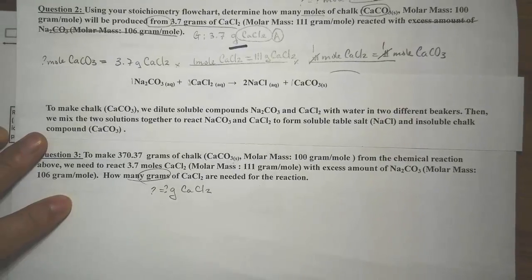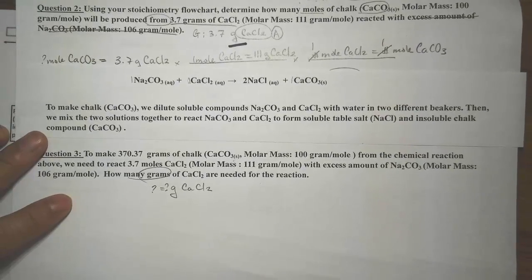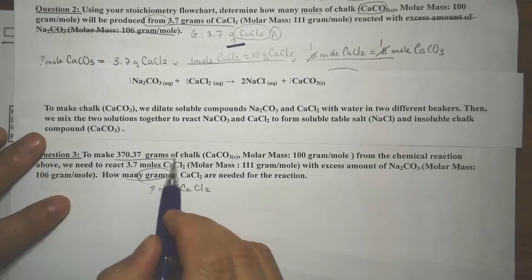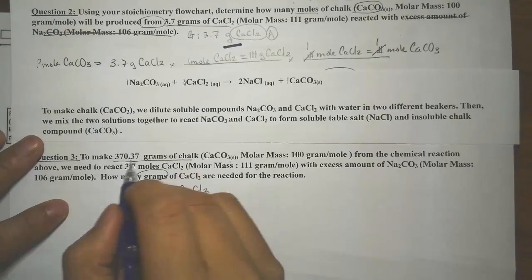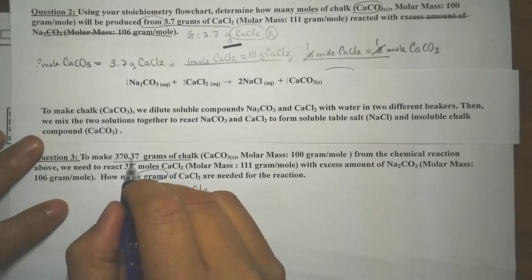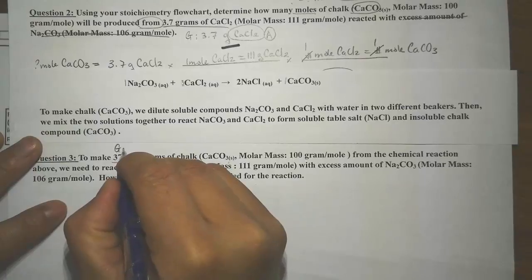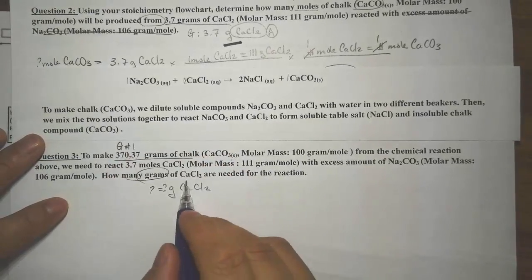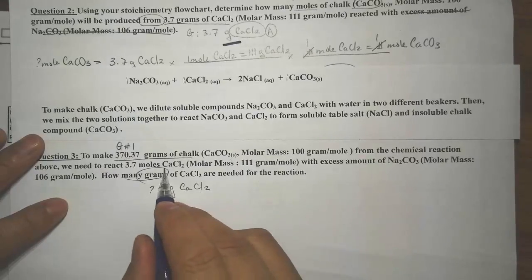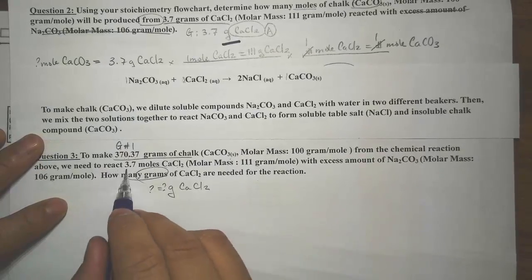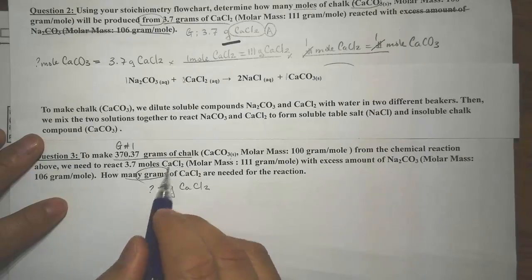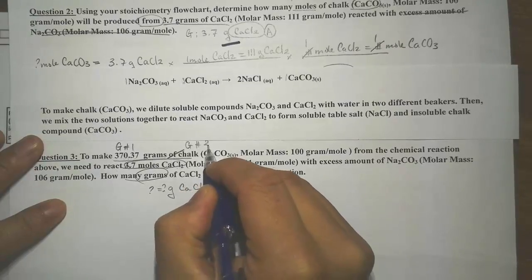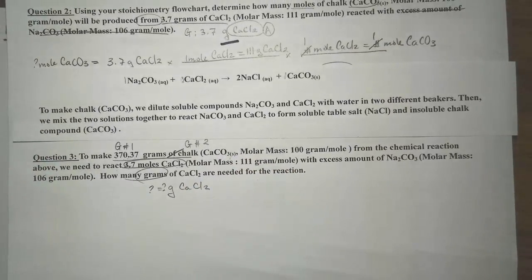And what is given to us? We have to read this really carefully. We are given two things. We are given the grams of chalk, 370.3 grams. That's our given number one, okay? But we're also given something in calcium chloride as well. Look right here. We react with 3.7 moles of calcium chloride. So that is our given number 2. So this problem becomes even more complicated because we don't know which given to use.